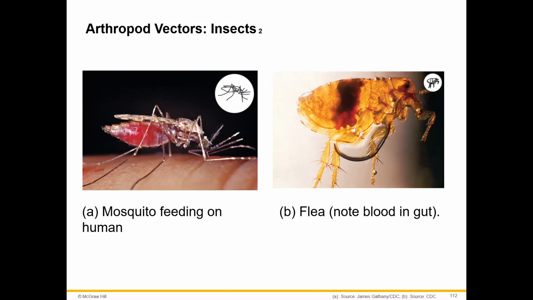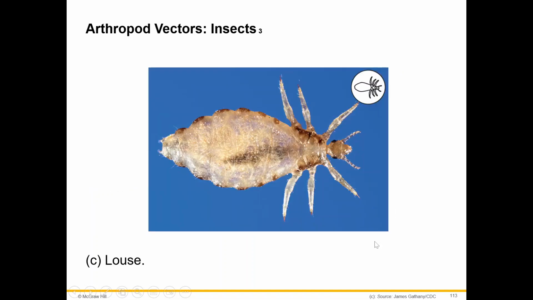In case you didn't know what a mosquito looks like, here's one feeding on a human. It's a female. Here we have a flea, and you can see it's already had a good meal. It's got some blood in it. This is a louse. Lice is plural, louse is singular.